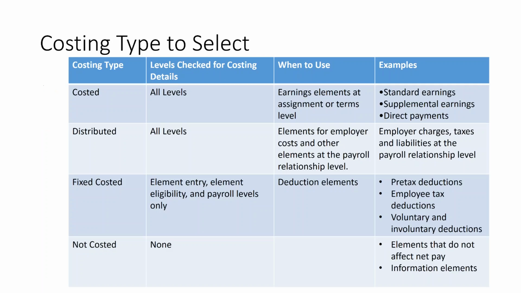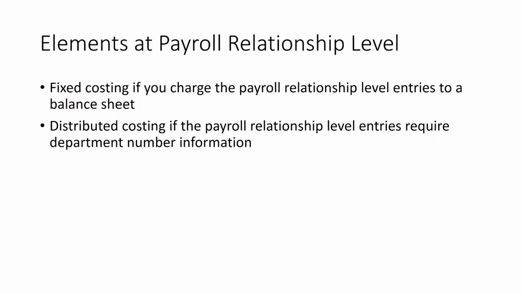Now I'll go back to the previous slide. The fixed costing and distributed costing, these two, if you see the examples, they are very close in the way they work. But the difference between fixed costing and distributed costing is in the next slide. Fixed costing is if you charge the payroll relationship level entries to a balance sheet, and distributed costing is different. Here the difference comes in that in fixed costing we cannot use the department information, but in distributed costing we can use it.